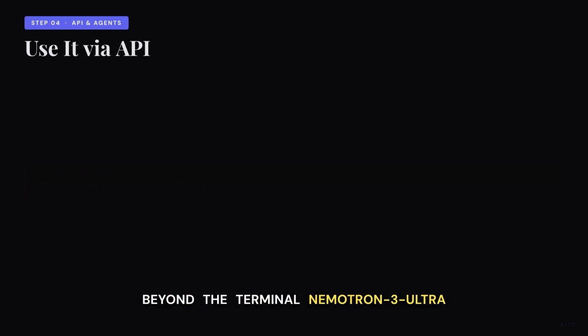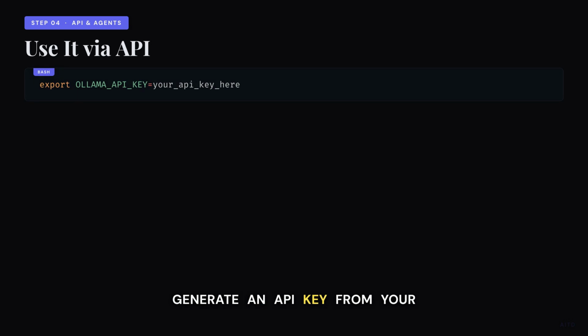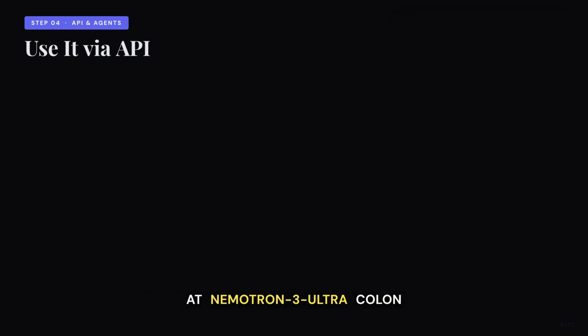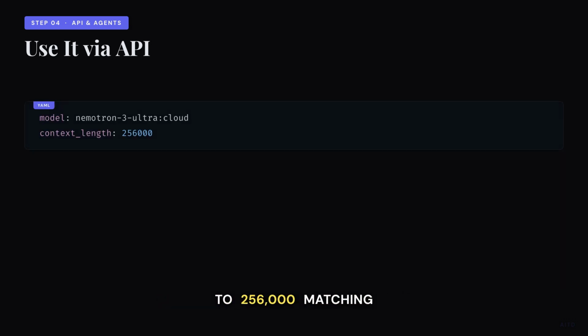Beyond the terminal, Nemotron 3 Ultra is reachable through Ollama's REST API, so any tool that already talks to Ollama can use it with a one-line model name change. Generate an API key from your Ollama account settings and set it as an environment variable. If your app talks to your local Ollama server instead, you don't even need that key, since signing in already authenticated the machine. For agent tools like Hermes Agent or OpenClaw, point the model setting at nemotron-3-ultra:cloud and set the context length to 256,000, matching what the cloud tag actually supports.